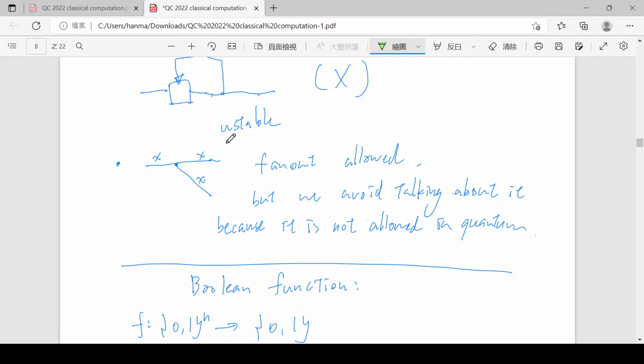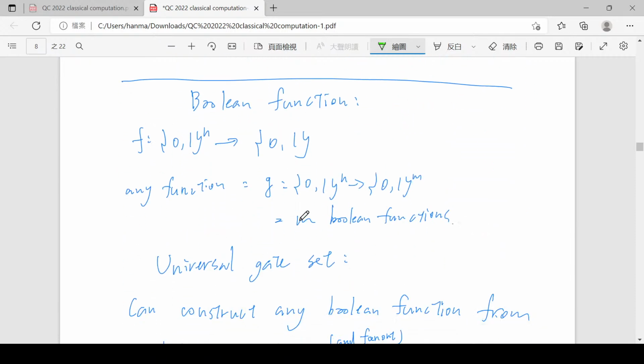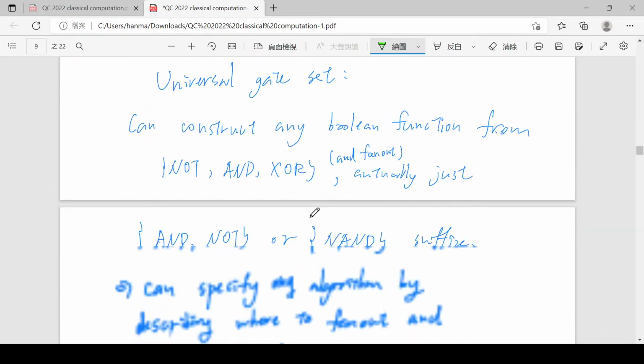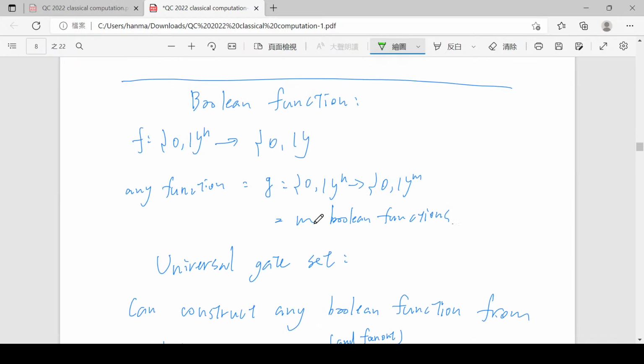Okay, so that's the circuit model. Then we switch gears again, and we talk about Boolean functions. A lot of the class will be talking about Boolean functions, which are functions that have a bit string input and give you 1 bit of output.